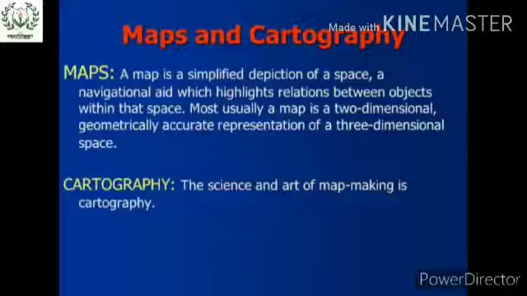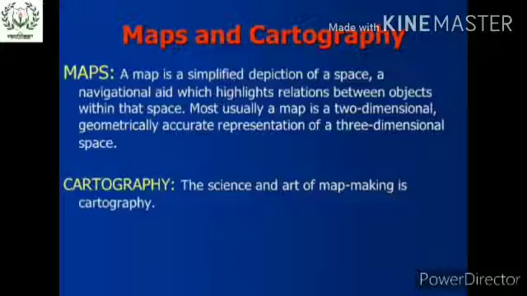A map is two-dimensional because we can show only the length and the breadth in a map. But in our real world, with the length and the breadth, there will be a height of an object. So we can't represent the height in the map. So the map is a two-dimensional representation.